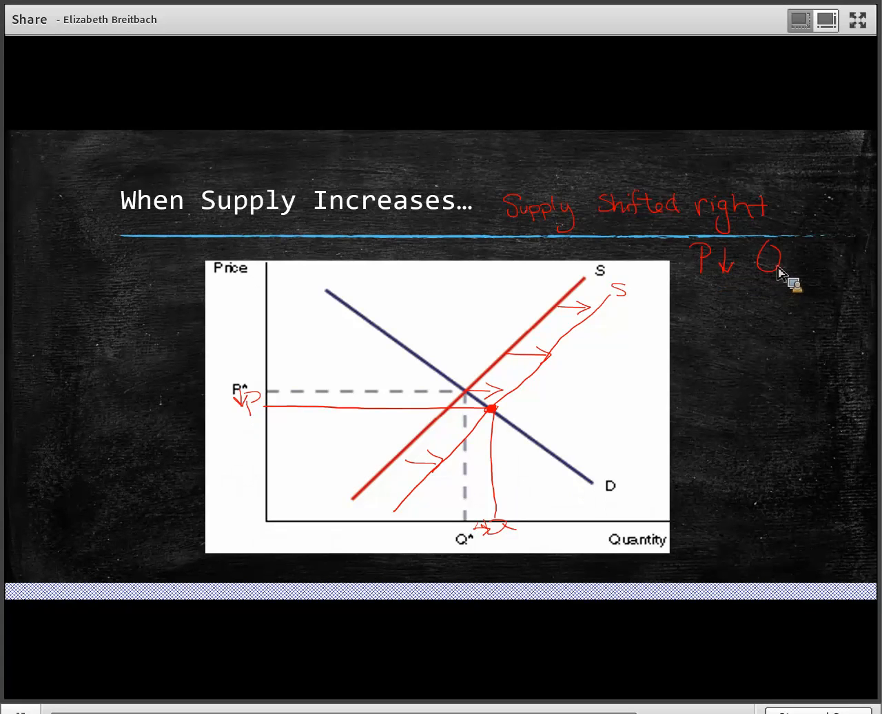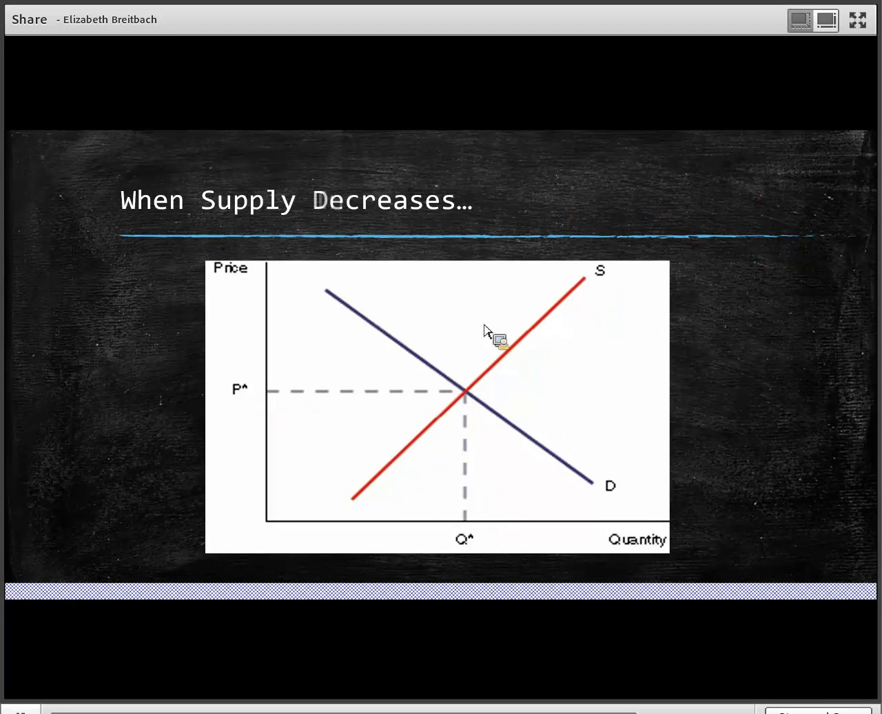And so what might cause supply to increase? We might see a decrease in input costs, or we might see an increase in the number of sellers. We might expect these sellers to think that their price is going to fall in the future. And then we can also look at those complements and substitutes in production, all influencing where our supply curve increases, and technology as well.